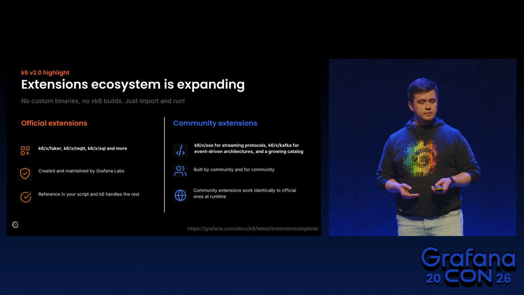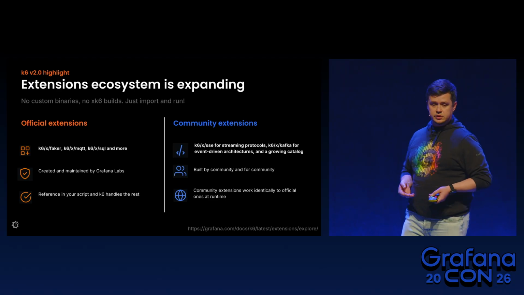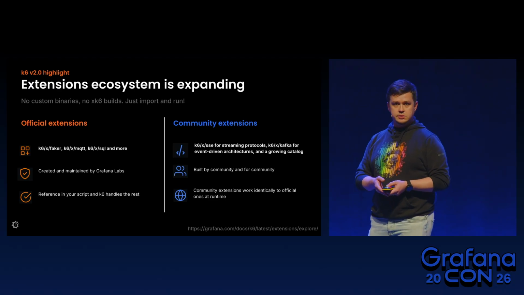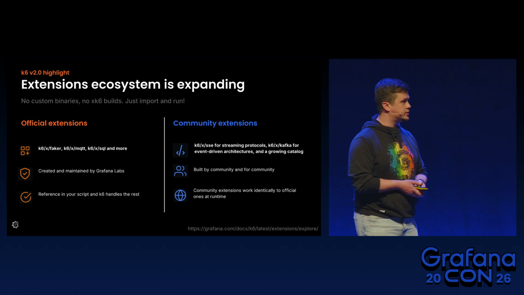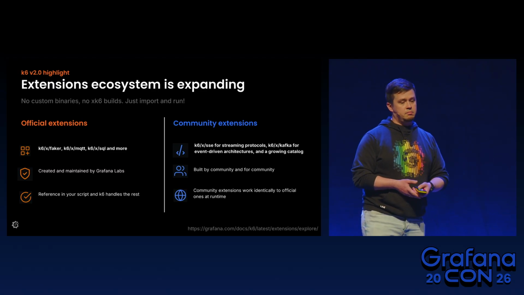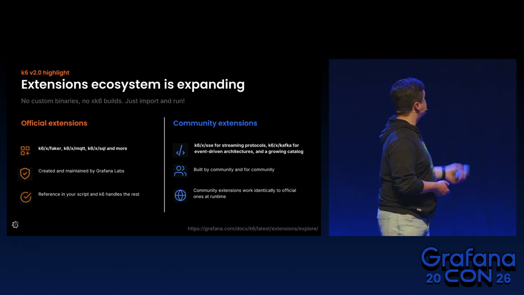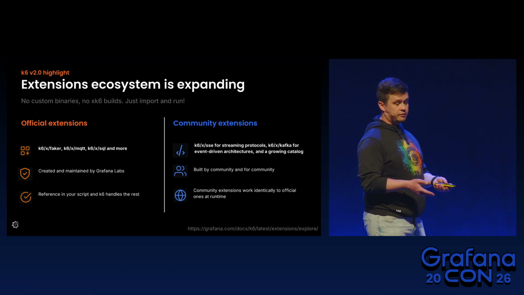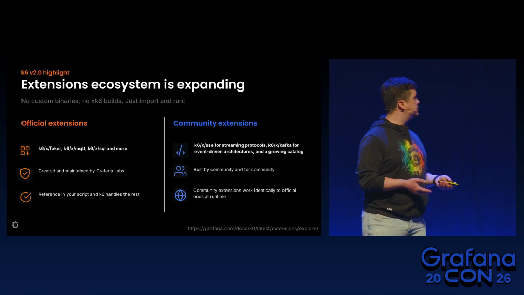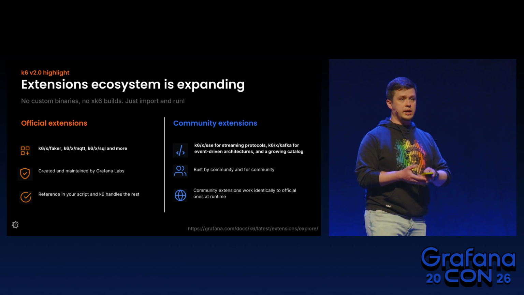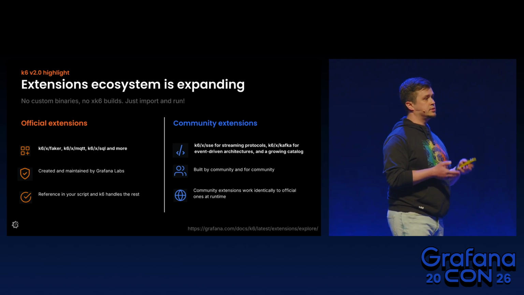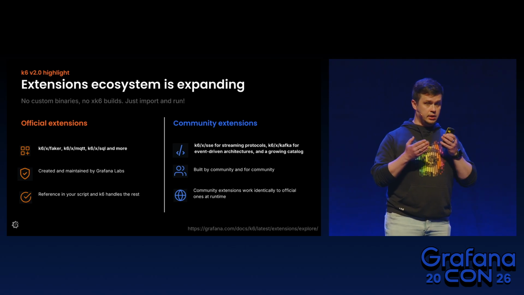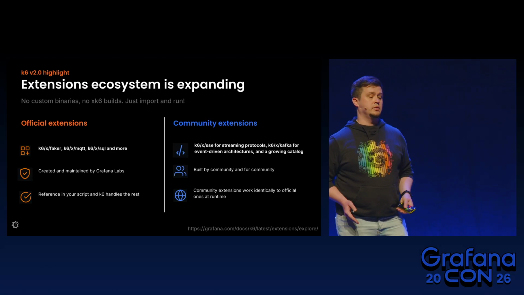The second tier is community extensions. And these are extensions maintained by external developers, by people like Pierre Hilbert with xk6-sse or Mostafa Moradian with xk6-kafka. Grafana Labs provides guidelines and tooling to help maintainers to keep their extensions stable and secure. But the innovation, it comes from the community.